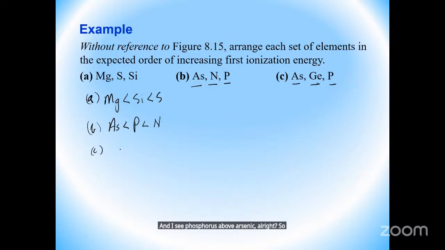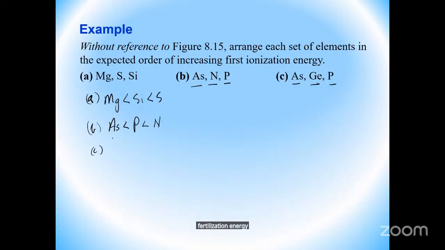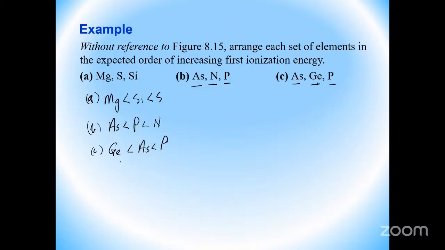So which of these would you expect to have the lowest first ionization energy between germanium, arsenic, and phosphorus? Germanium would be the lowest, followed by arsenic, and then phosphorus. Exactly. Okay, very good. All right. Any questions about this question, this example? Okay.